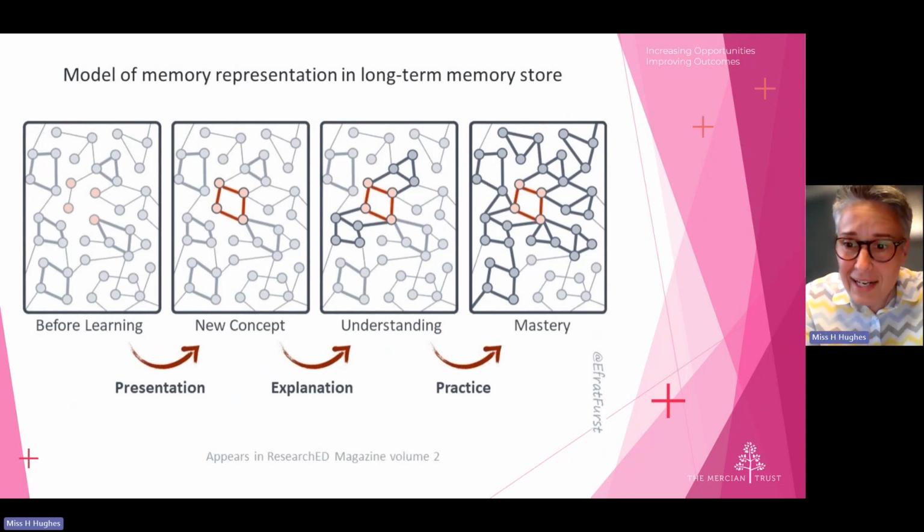Then as we start to explain it, and hopefully our young people start to take that explanation on board, you'll see that the lines around it are starting to darken on the diagram because there's more and more understanding going on, but we're not there yet. And only with practice, surprise, surprise, only with practice is mastery actually achieved. So we go from the before to the mastery. Now, this is a model of memory in the long-term memory store, what we want our students to have, so that they can contain that amount of knowledge in their brains.